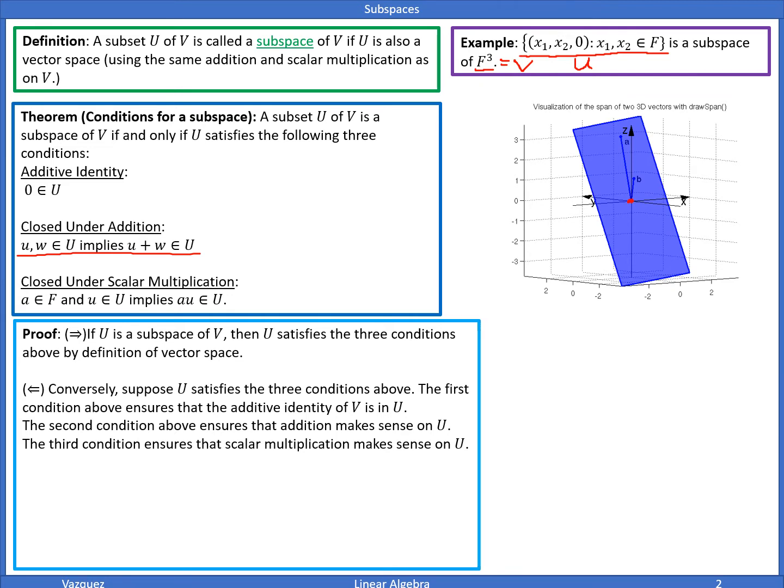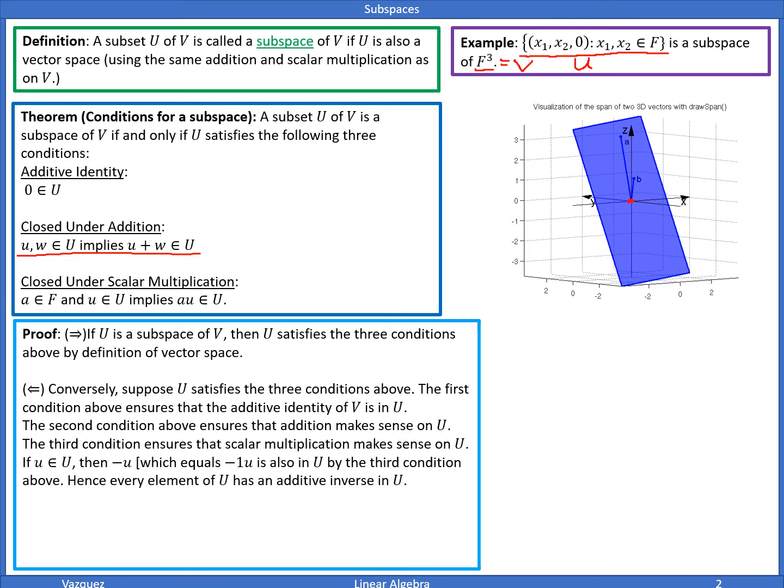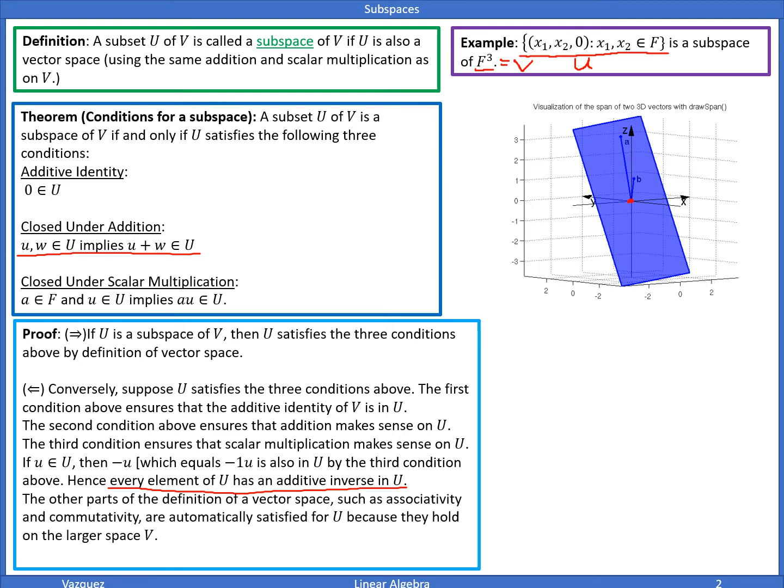And we can use these conditions for the proof. So for example, if u is in U, then negative u, which is the same thing as -1 times u, is also in U, because we can just call a equal to -1 and then multiply by u, and it'll be in U. So this tells us that every element of U has an additive inverse in U. And the other properties of a vector space, such as associativity and commutativity, are automatically satisfied for U because they hold in V, so they must hold in U as well.